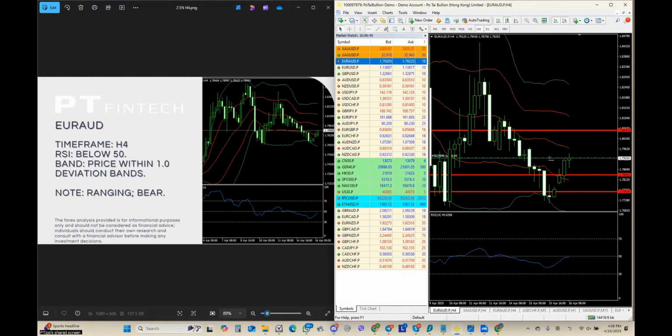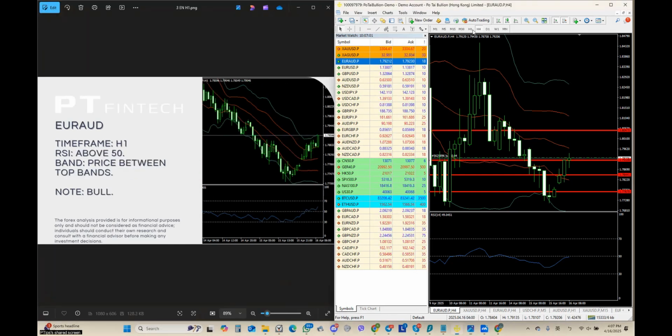as your resistance. So technically speaking, it's actually broken above. It went above. So I would sort of see this as ranging, but more bullish. Less bearish from what I see. All right, so let's take a look at H1 to be able to see what the market holds for us.